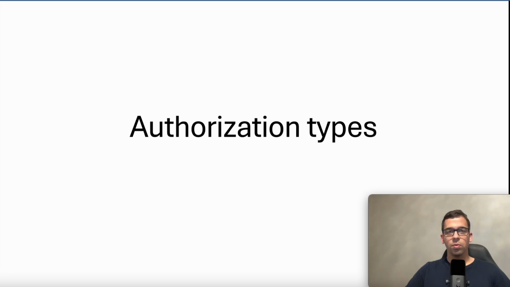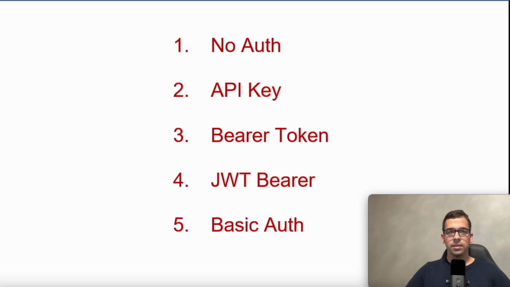In this session, we will explore various types of authorization supported by Postman and how to implement them in your API requests efficiently. Let's start by understanding the different types of authorization supported by Postman. No Auth, API keys, bearer token, JWT Bearer, Basic Auth. Let's start with No Auth.